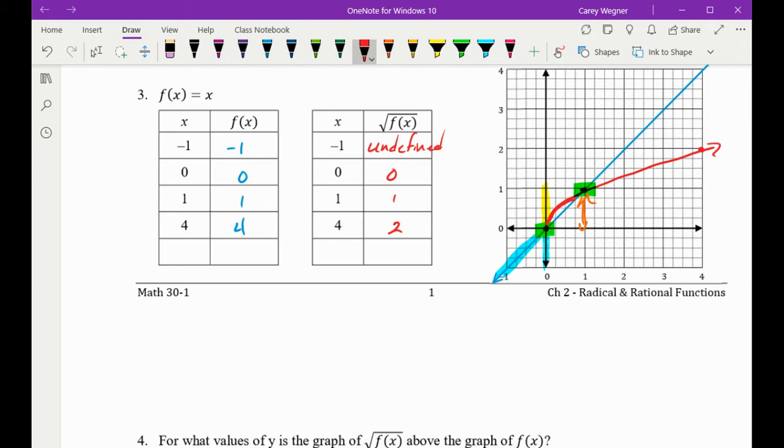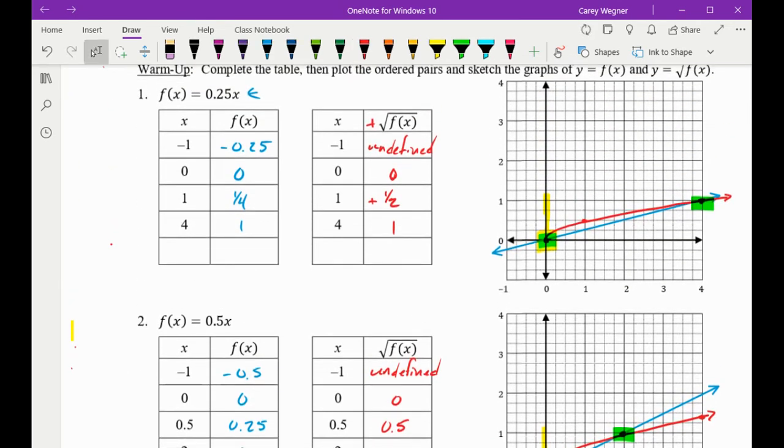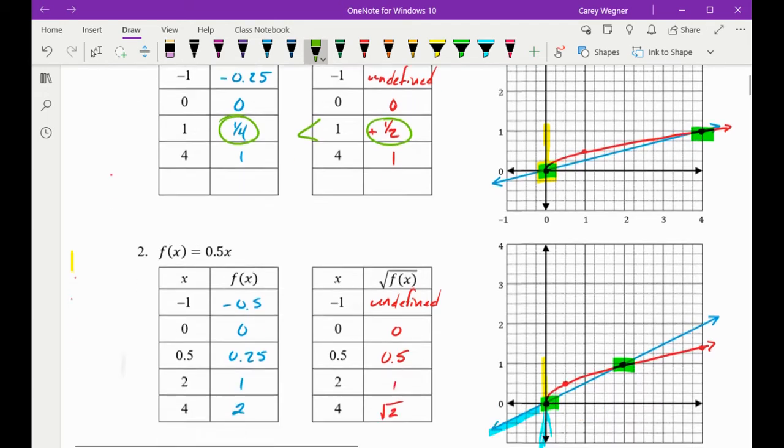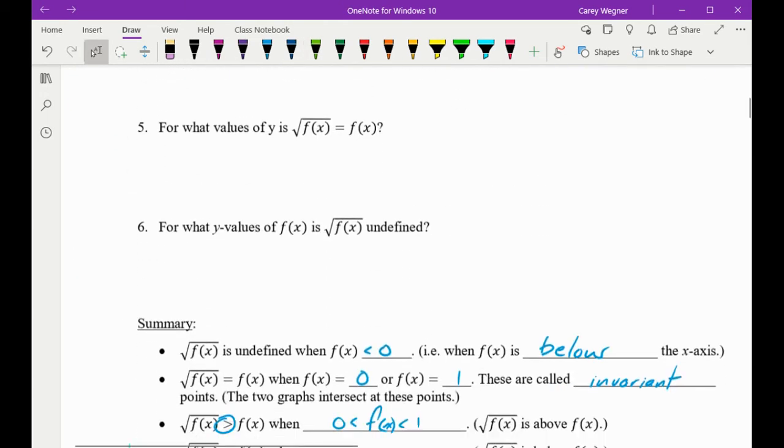Well, why does that happen? Let's look back at some of the values we had here. So here when my y value is a quarter, the square root of a quarter is a half. 1/2 is greater than a quarter. So whenever we have a y value between 0 and 1, when we square root it, we get a larger number, which results in the graph being above the original function.